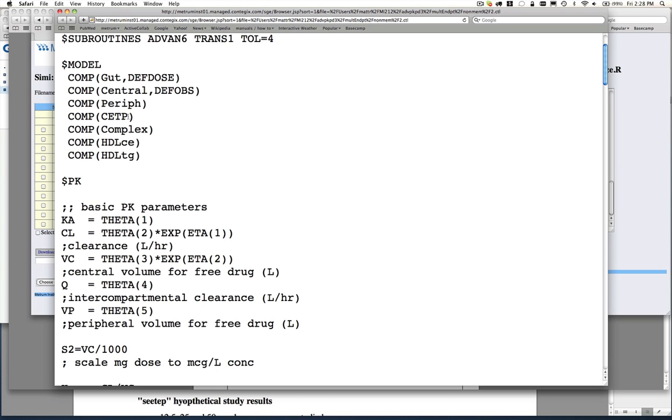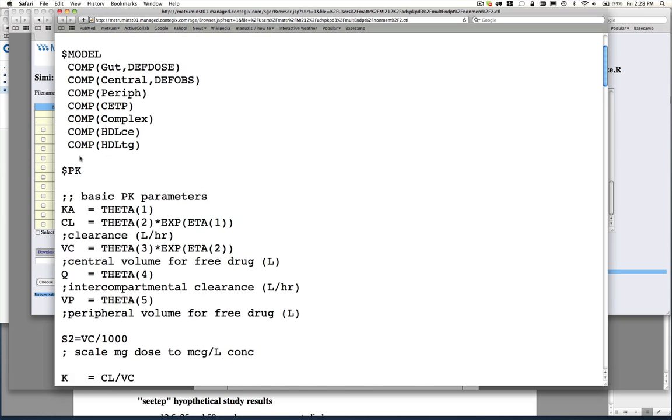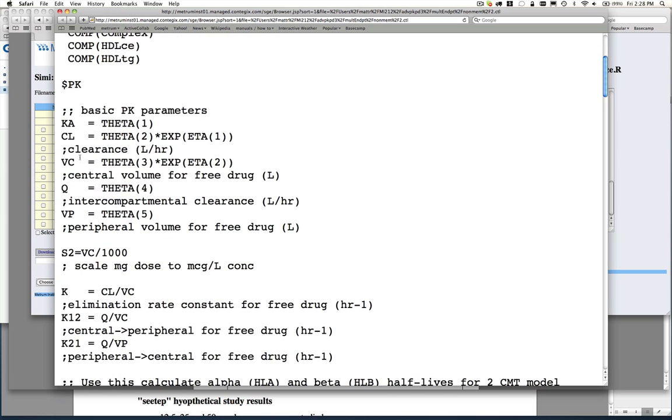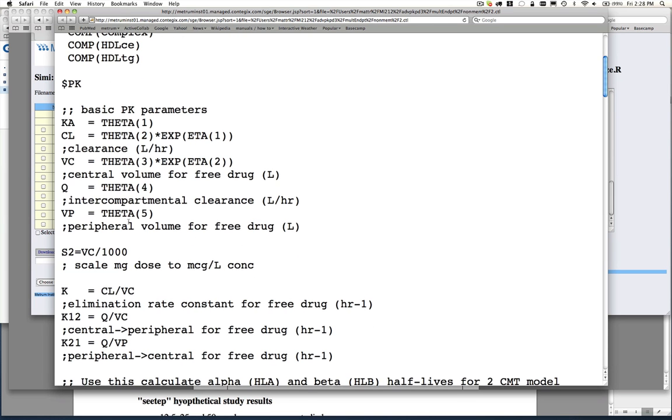Our CETP compartment, and this is actually where the inhibition data are. The complex is in compartment 5, and then we have the cholesterol ester and triglyceride-rich HDL moieties in compartment 6 and 7. The PK is pretty straightforward, our typical kind of PK parameterization.